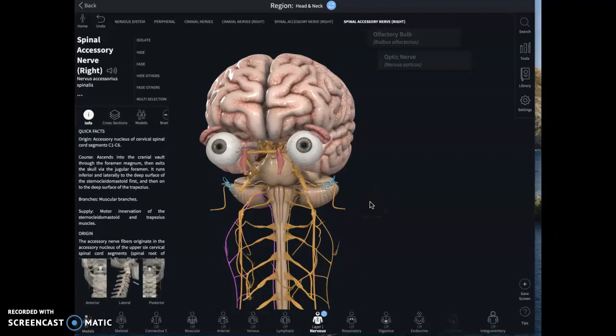Again, I want you to tag them all, do the screen capture, upload, look at the rotating models, try to find it on them, then do the models. Cranial nerves are very important, definitely on your test. Thank you.